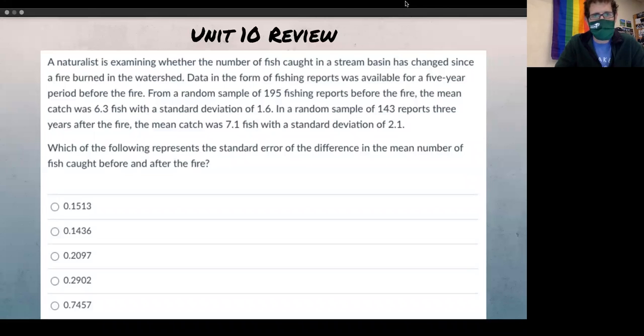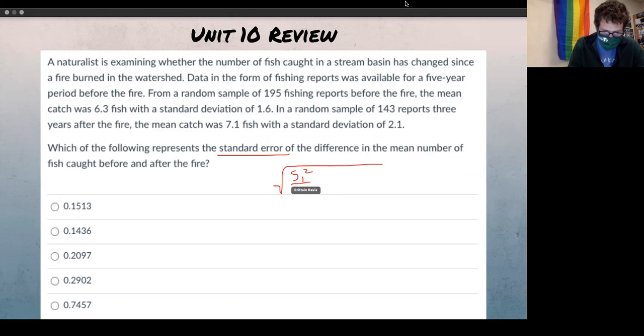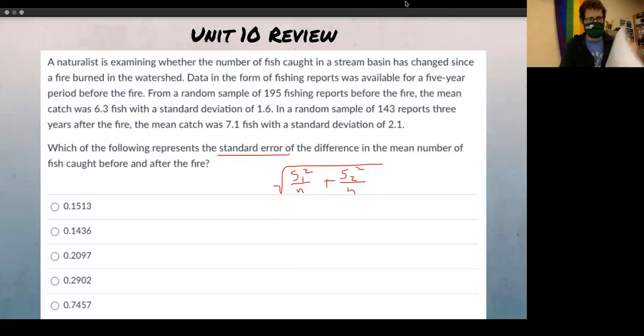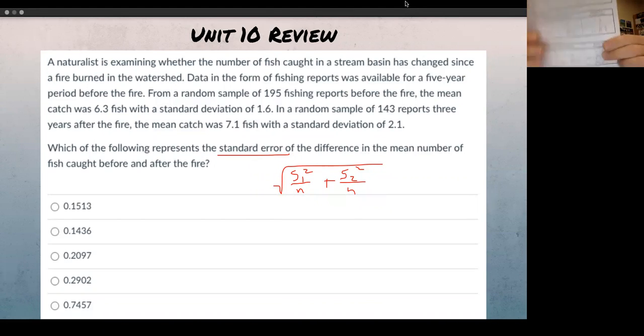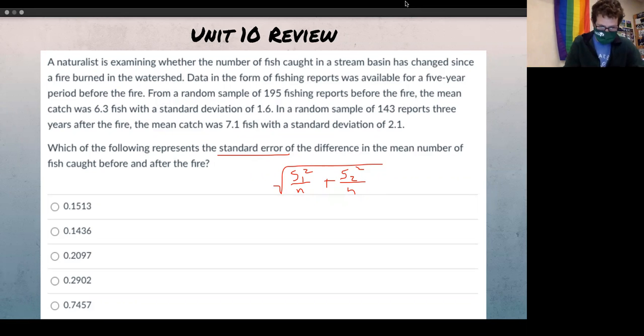With this particular problem, even though it gives us a lot of numbers, if you look at what they're asking for, it's a standard error. And so the standard error is given by this formula right here. You take the sample standard deviation of your first sample squared divided by n, plus the sample standard deviation of your second squared divided by n. And that is it. And you can find that here for standard error right there. And that should say n sub 1 and n sub 2, so I forgot to add that.